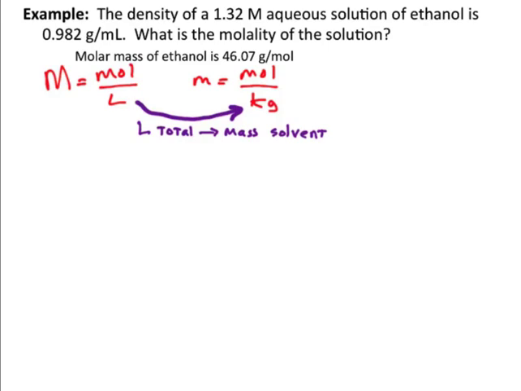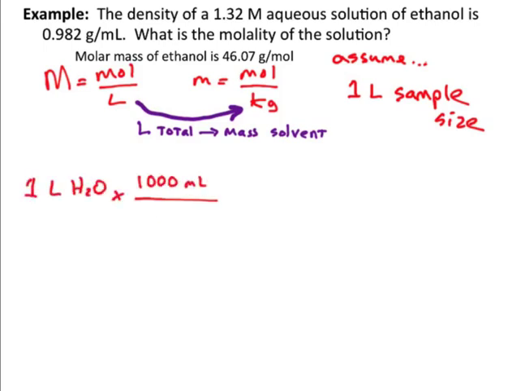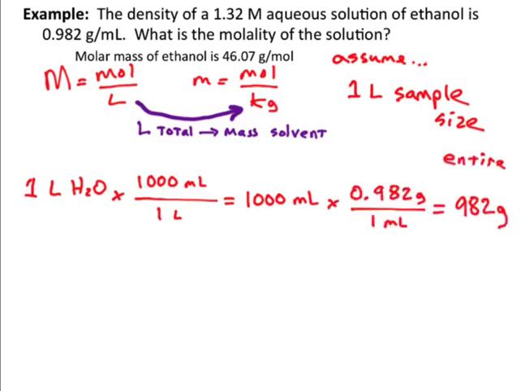So for this, we're going to wind up assuming a sample size. I'm going to assume 1 liter because it'll turn out to be handy later. If you assume a different sample size, that's okay. You'll still get the same answer. It just might be a little more work. Alright, so here's our 1 liter sample size. And this is the sample size of the entire solution, ethanol and water. And we have the density of the entire solution, ethanol and water. So we can use that to find the mass of the whole thing.